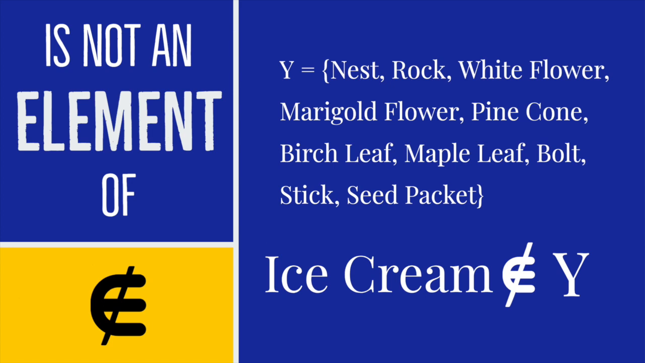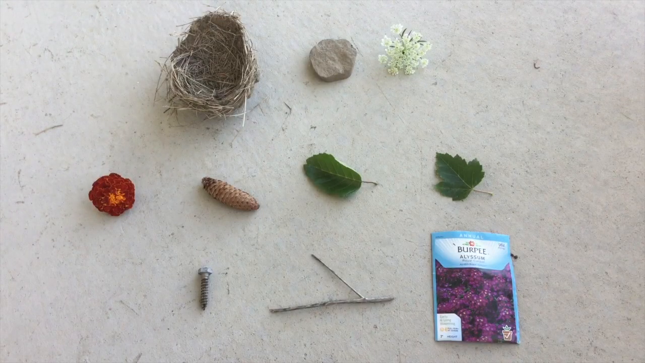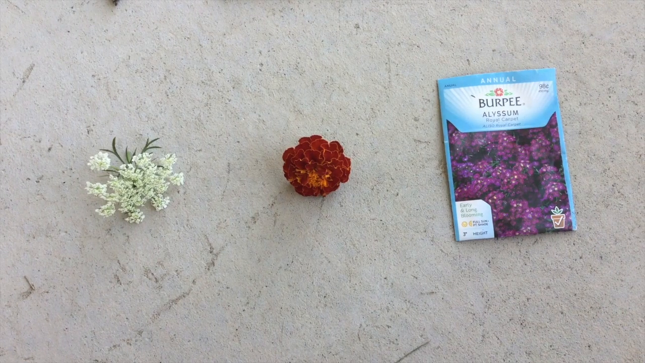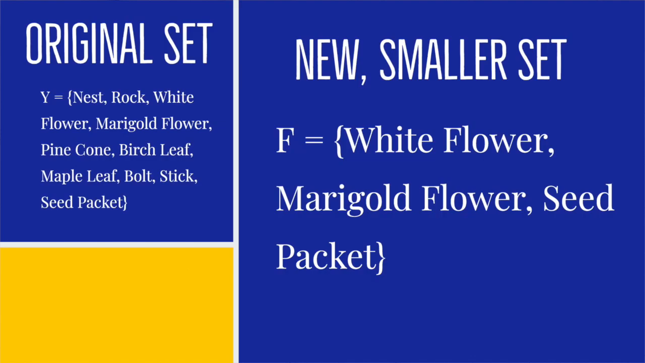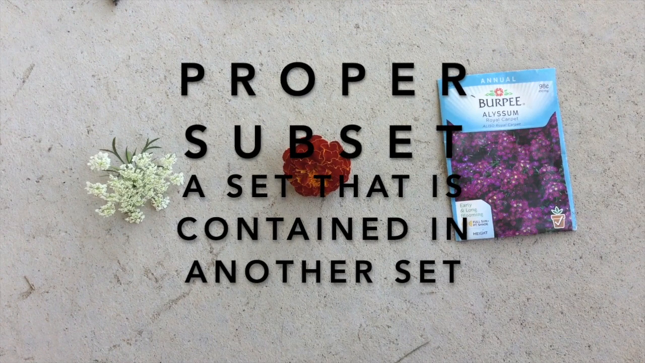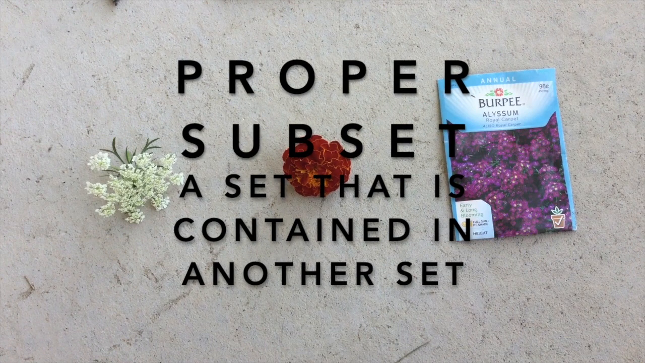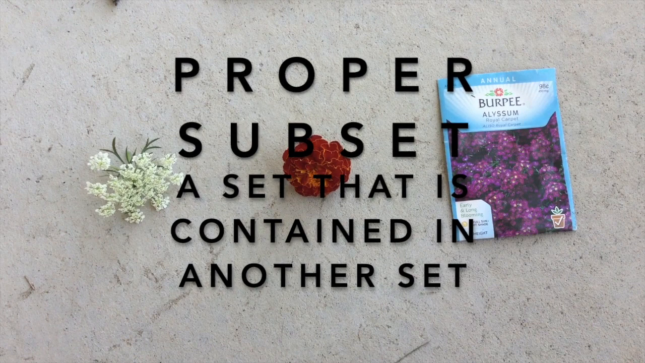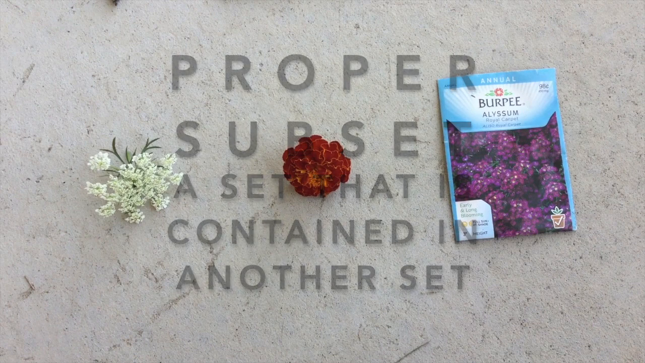Sets give us a way to organize things, so I might want to take a group of these objects that I feel are related. I'm going to take the two flowers and the flower seed packet. By themselves, these objects also form a set, a smaller set. I could name it something like flower, or capital F. We call this new smaller set that is contained in the larger set a proper subset. Proper subsets are always smaller than the original set.